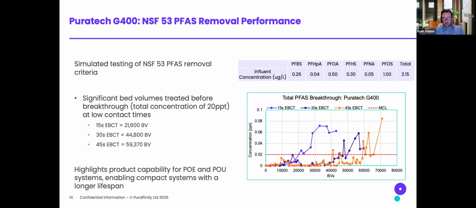You can see the purple chart, 15 seconds, extremely low, and then 30 and 45, pushing over 40,000 bed volumes. That really does highlight its capability for POE, and it says POU there, but the POE space, enabling compact systems, much longer lifespan, shrinking the footprint across the board. And with that, you can shrink your cost and really drive revenue and performance for your customers, whether homeowners, commercial business, whatever it may be.